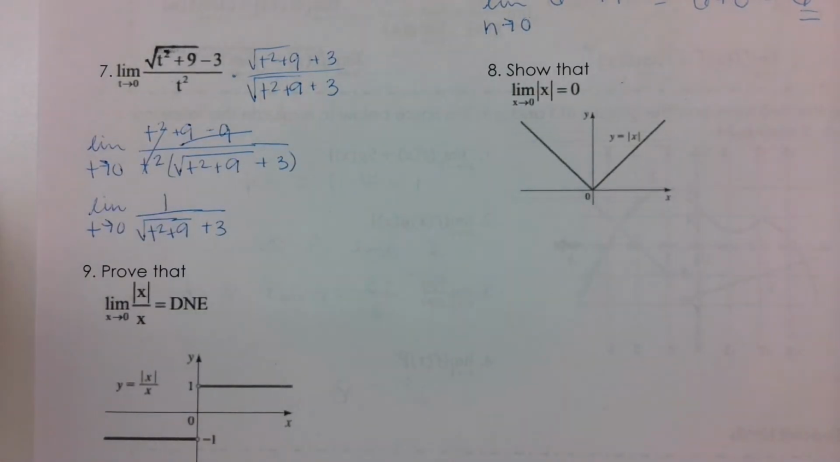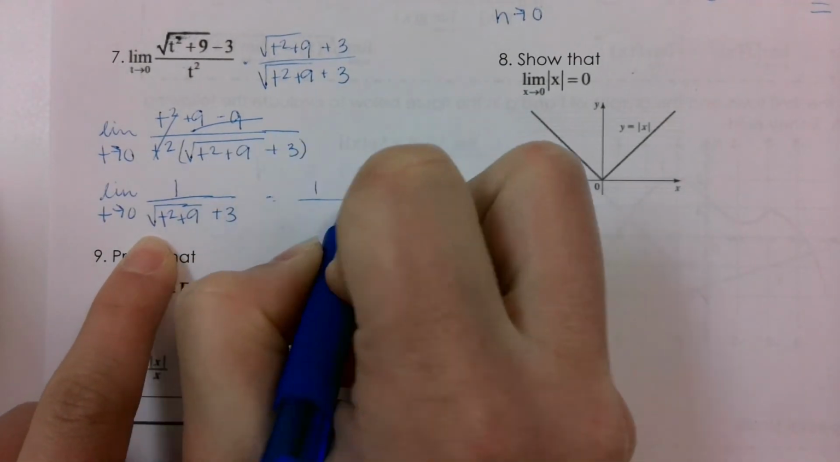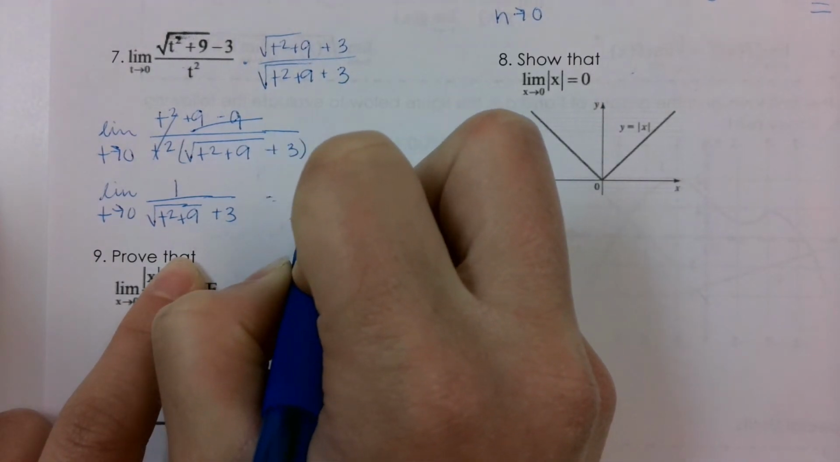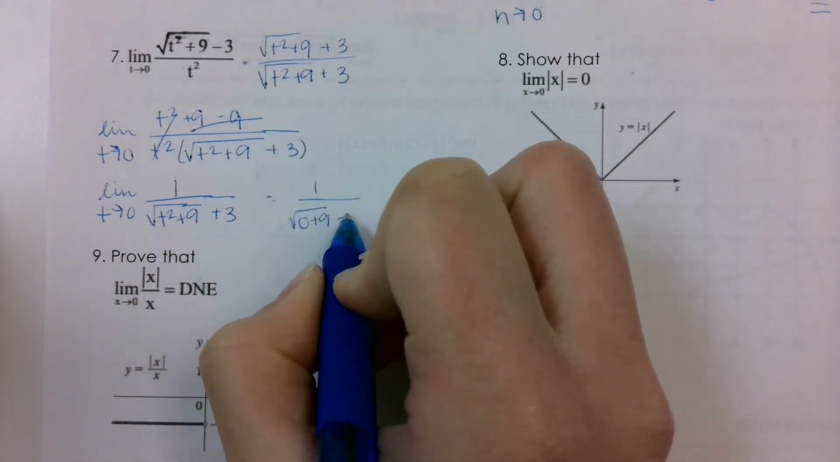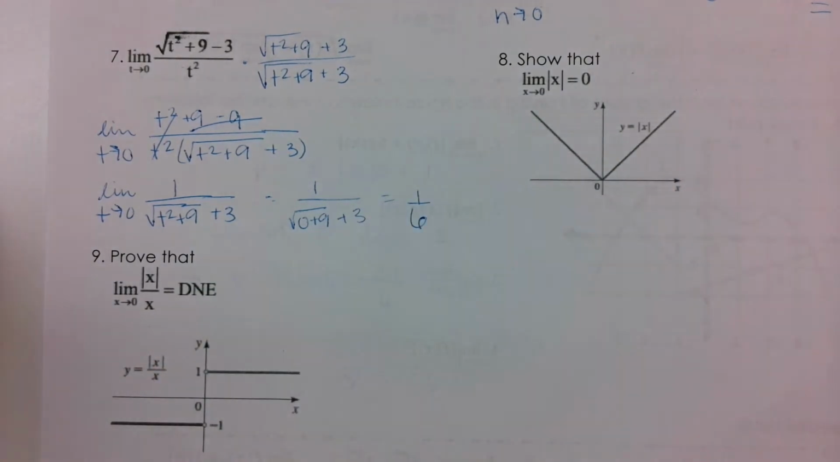So now if we plug in a 0, are we going to be undefined? Alright, so we have 1 over the square root of 0 squared plus 9. So 0 plus 9, the square root of that is going to be 3, plus 3. This whole thing is 1/6.